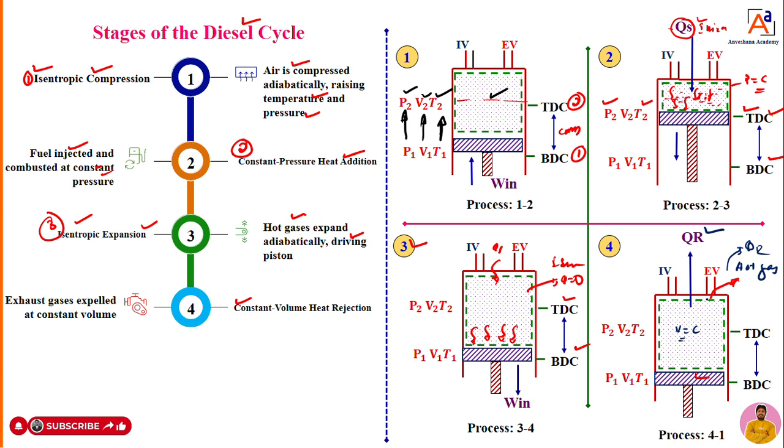That we can call heat rejection at constant volume process. What actually happened in the constant volume process? Heat rejection. The exhaust gases are expelled at a constant volume. They are coming out at a constant volume. That we can call constant volume heat rejection. These are the four important processes we have in the diesel cycle, dear students.